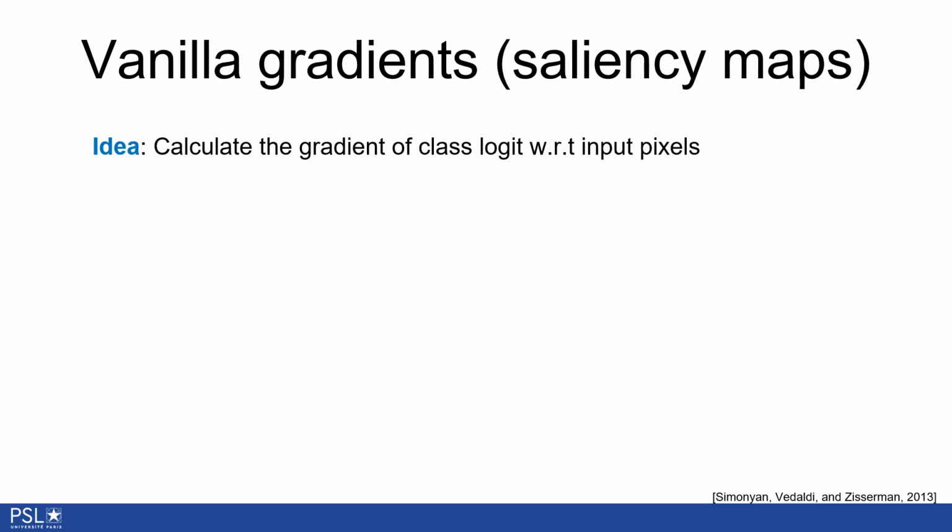Let's start with the first, probably the oldest and the most basic method for computing saliency maps, vanilla gradients, which was introduced in 2013 by Simonyan, Vedaldi, and Zisserman. The idea of this method is very simple. It directly calculates the gradient of the output of the network, more specifically of the top class logit, with respect to changes in the input pixels.